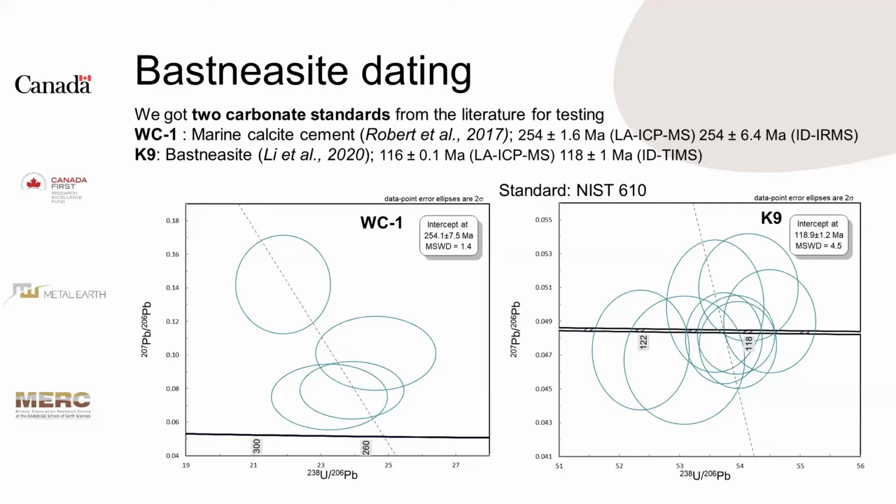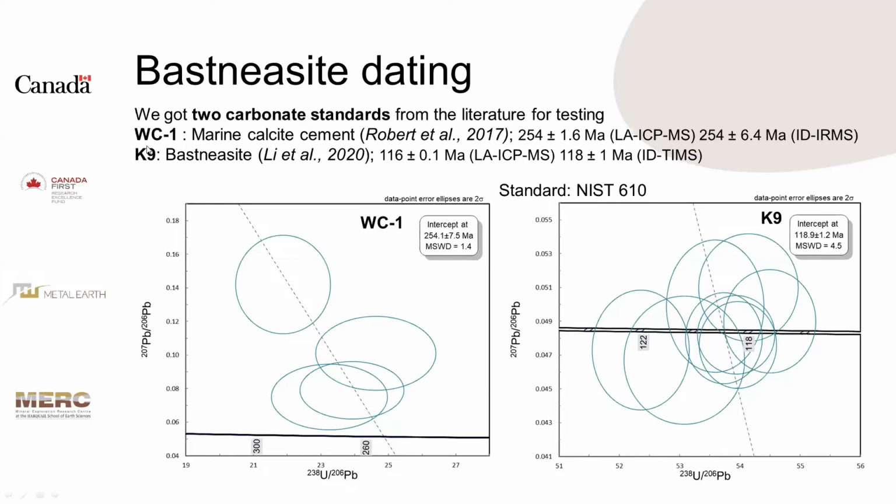So we took 2 carbonate standards from the literature. The first one is WC1. It's a calcite defined by Roberts and collaborators in 2017. The age has been defined in the literature at 254, both by LA-ICP-MS and IRMS. Here, this is the data that we got for this sample. We're actually in good agreement with the literature, so we're happy about that.